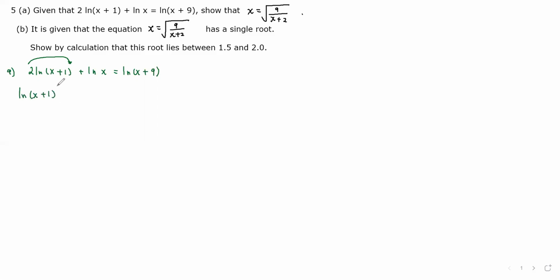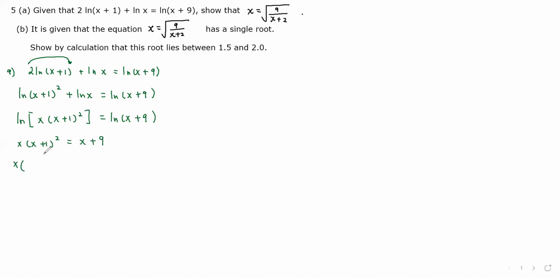Applying the power law, we have ln of (x + 1) squared plus ln x, that is ln of (x + 9). Using the product law, we can write this as ln of x times (x + 1) squared, and that is ln of (x + 9). Taking anti-log, we have x(x + 1) squared equals x + 9.